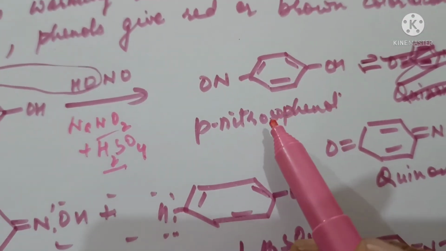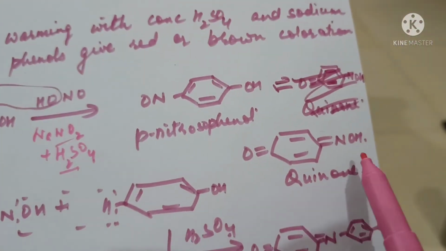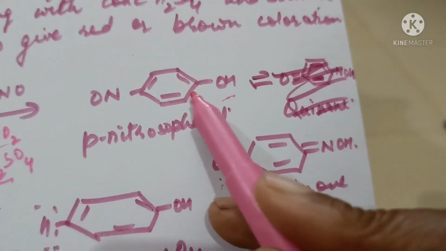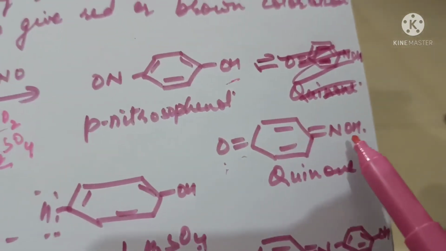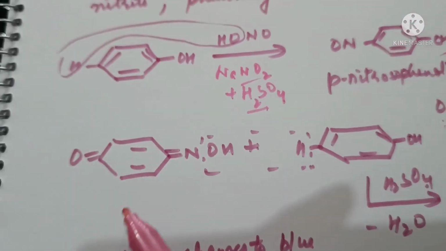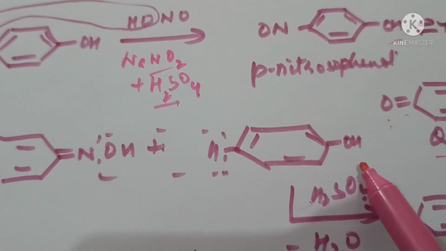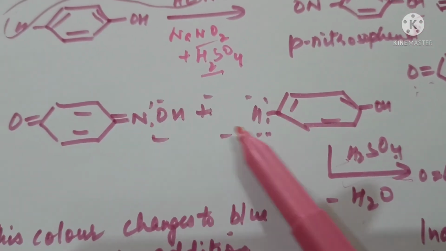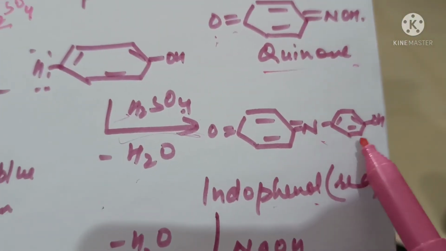Now this para-nitrosophenol can get rearranged into its quinone form. So this OH gets converted to a double bonded O, and the double bonds shift to these positions, and instead of NO, this H has come here and NOH is formed. This is called the quinone form of para-nitrosophenol. Now this quinone form of para-nitrosophenol and another molecule of phenol in the presence of sulfuric acid combine. Water is taken out, there is a condensation, and these two join to form indophenol, which is red in color.